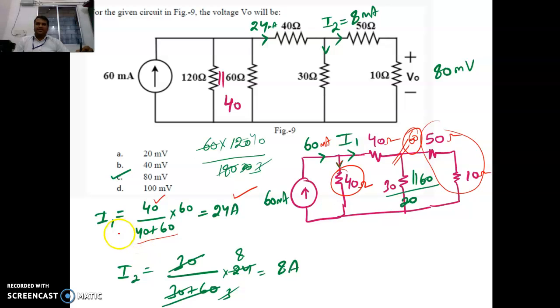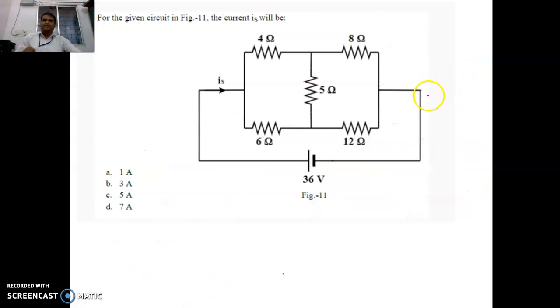Then once I1 is known, again there is a current division, and you can get the value of I2. You get 8 milliamperes. So the answer is C. That is 8 milliamperes. Then 8 milliamperes multiplied by 10 ohms comes to be 80 millivolts.